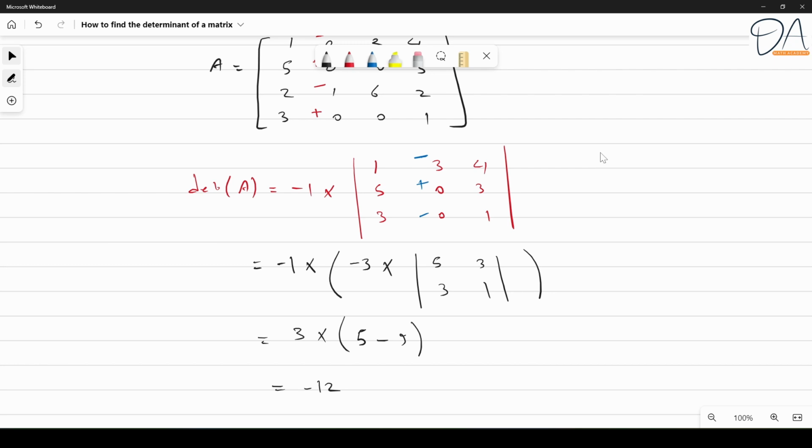So there is another way to get the determinant using row operations, and I will be making a video about that, so stay tuned.